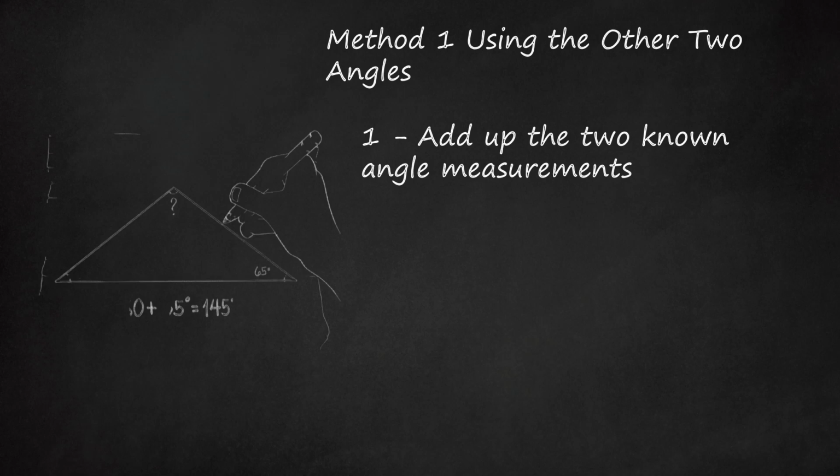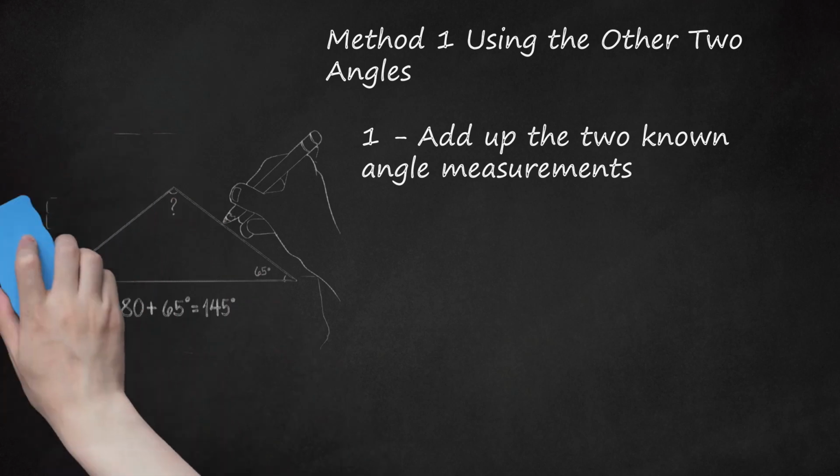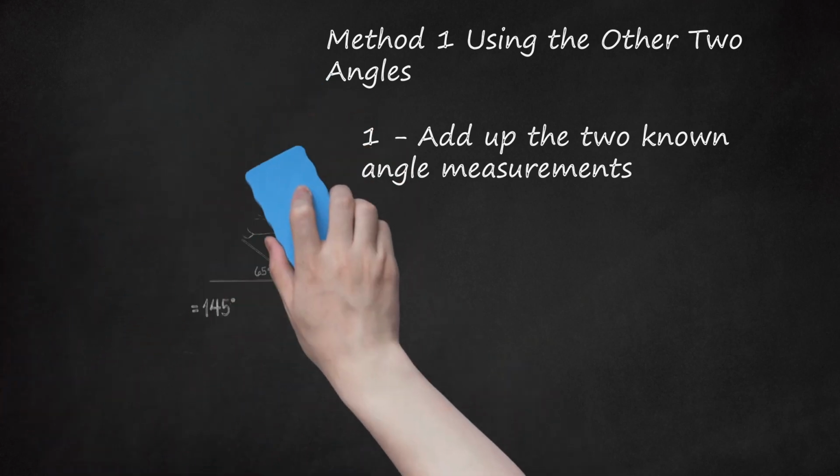All you have to know is that all of the angles in a triangle always add up to 180 degrees. This is true 100% of the time. So, if you know two of the three measurements of the triangle, then you're only missing one piece of the puzzle. The first thing you can do is add up the angle measurements you know. In this example, the two angle measurements you know are 80 degrees and 65 degrees. Add them up, 80 degrees plus 65 degrees, to get 145 degrees.